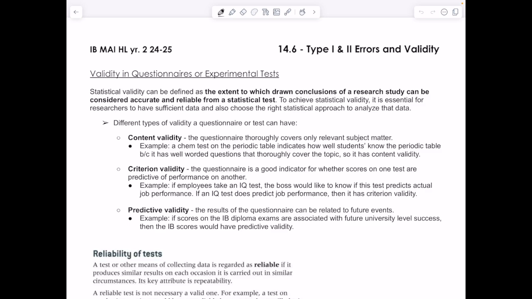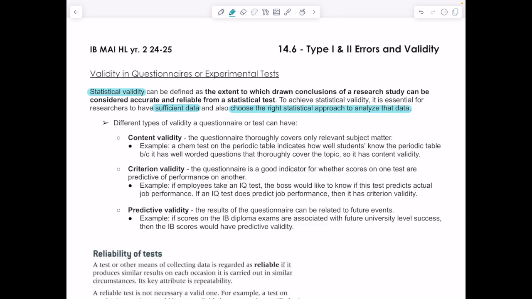considered accurate and reliable from a statistical test. Okay? Basically, this is asking, is your survey or test measuring what you claim it is? To achieve statistical validity, it is essential for researchers to have sufficient data and also choose the right statistical approach to analyze that data. There are different types of validity a questionnaire or test can have.